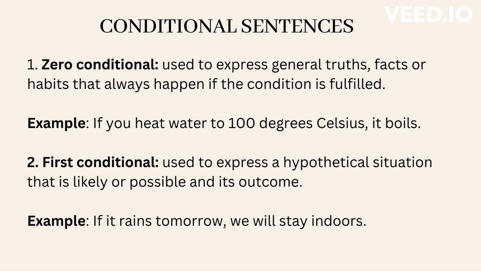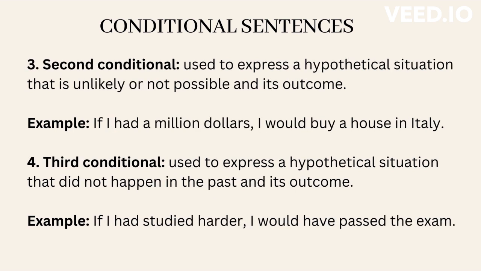2. First conditional, used to express a hypothetical situation that is likely or possible and its outcome. Example, if it rains tomorrow, we will stay indoors. 3. Second conditional, used to express a hypothetical situation that is unlikely or not possible and its outcome. Example, if I had $1 million, I would buy a house in Italy.